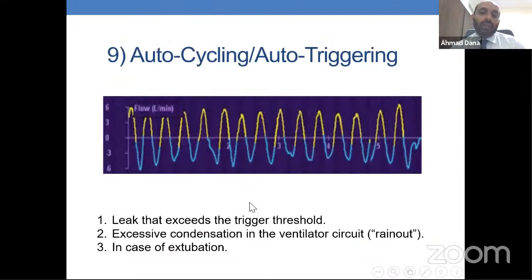Now, how do you differentiate between a leak and extubation? Is it a simple leak, like 30 to 40%, or is it really extubation? In a leak, the ventilator is achieving the pressure, but there is some leak. Now, if it is extubation, it can be a 100% leak. 100% leak means that you don't ventilate. This means that the tube is already out. So you have to keep this in mind.